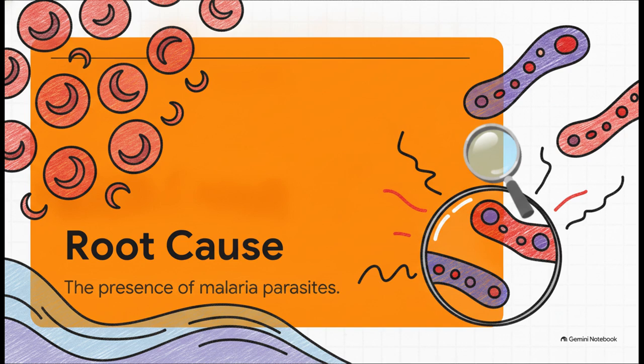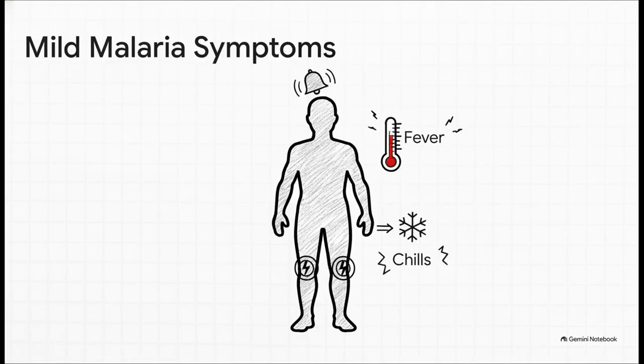Once those parasites take hold, we start seeing the very first distress signals your body sends out. These are classified as mild malaria symptoms: fever, chills, and joint or body pain. Notice how broad those are? At this early stage, your body just knows something is deeply wrong. It's sounding a huge systemic alarm. The symptoms aren't locked on to a single organ yet. It's just this overarching, full-body warning system firing off.